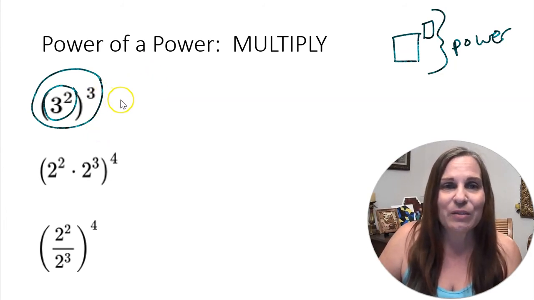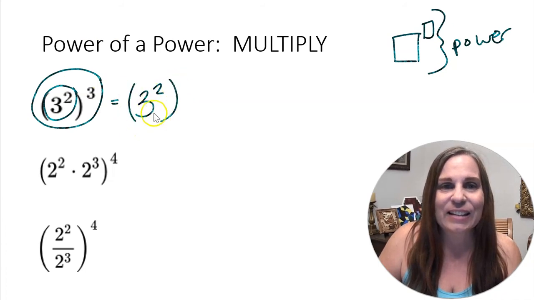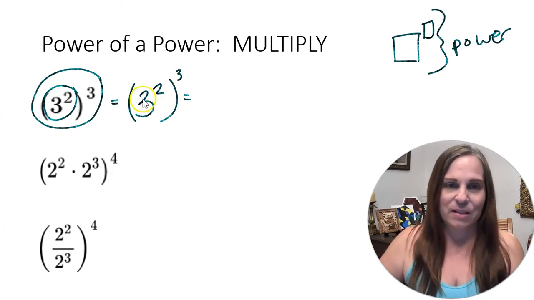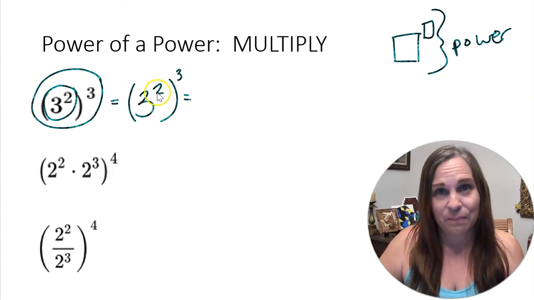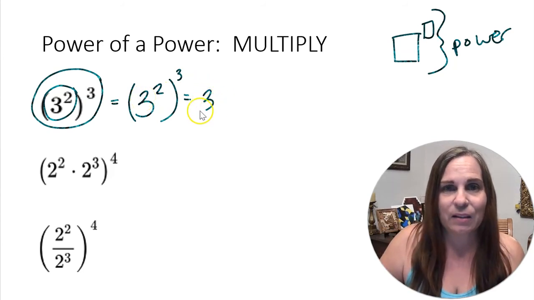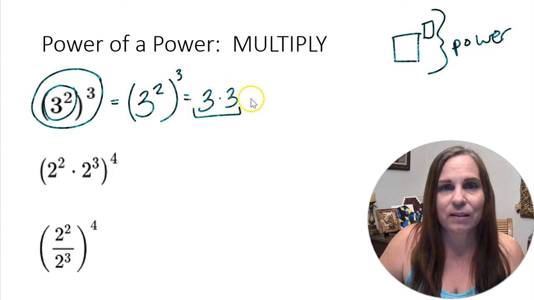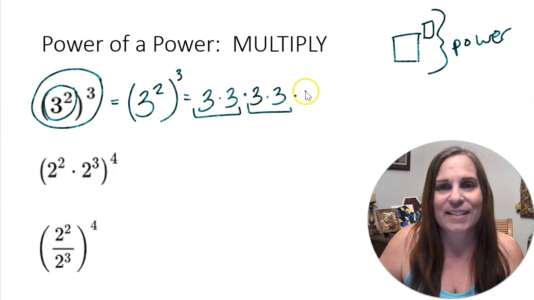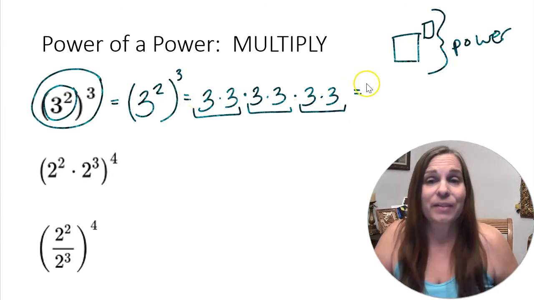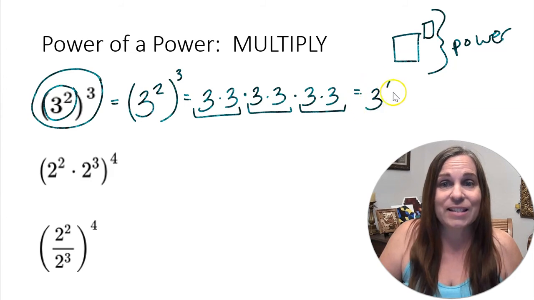All right, so I'm going to rewrite this since I wrote all over it. We've got 3 to the second to the third. Now think about what that means. That means 3 times 3, 3 times 3, times 3 times 3, times 3 times 3. And when you add all of those 3's up, you get 3 to the 6th.